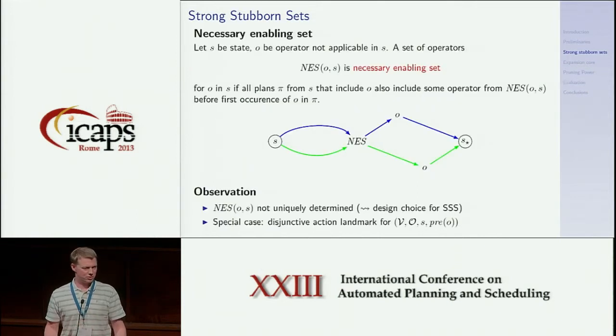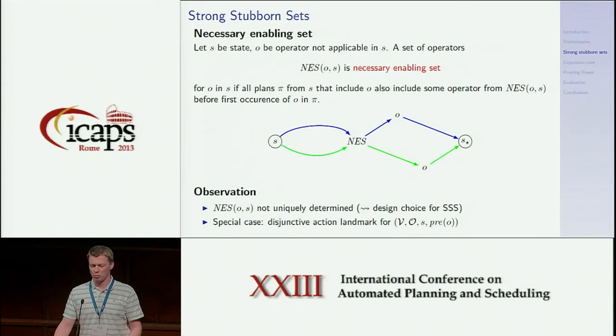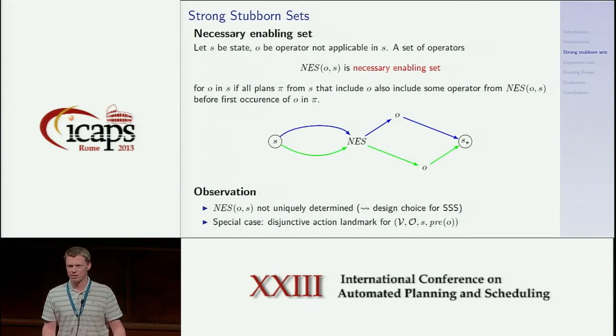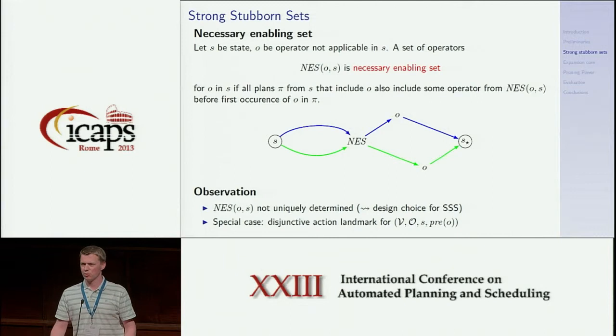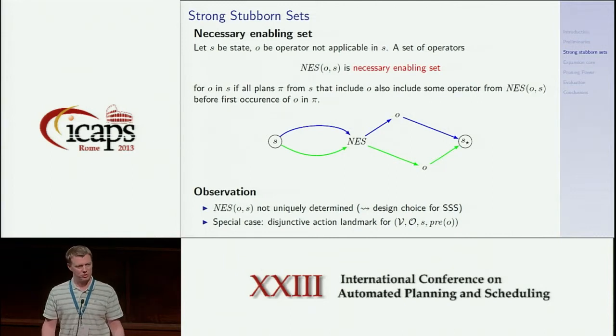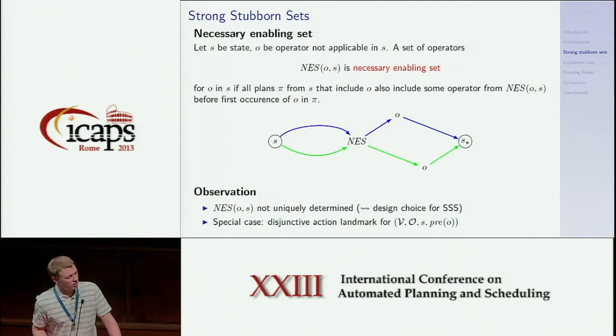To introduce strong stubborn sets in more detail, I need two more definitions. The first definition is the definition of so-called necessary enabling sets. I suggest to first give the formal definition and then to discuss it on a simple example to make it hopefully a bit more clear. So what are necessary enabling sets about?